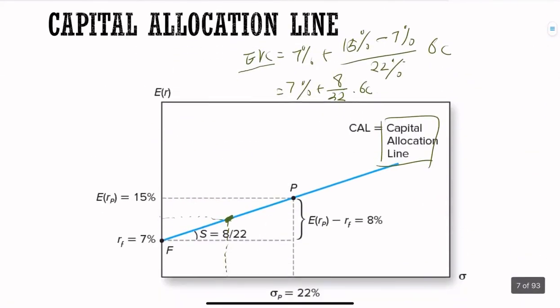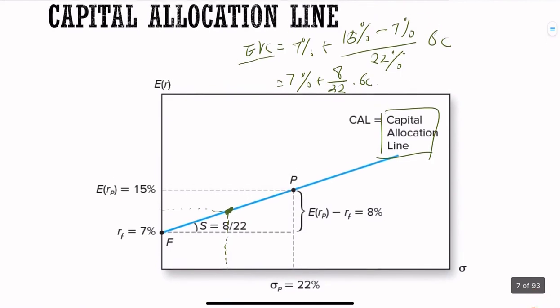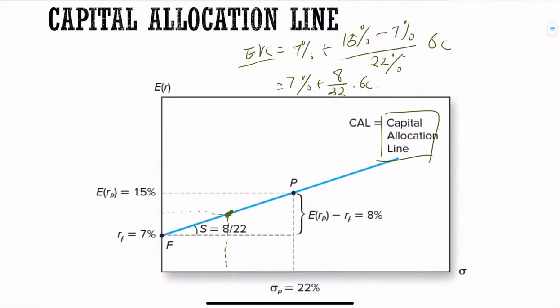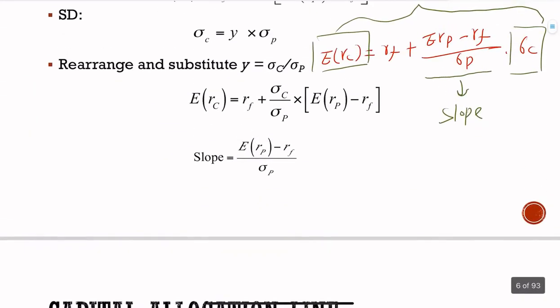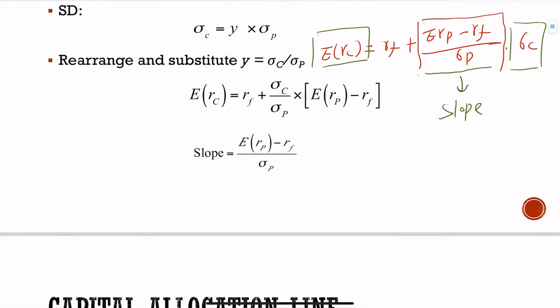Oh, I forgot to mention. The slope of the capital allocation line is the portfolio P's Sharpe ratio, right? Because you can see that slope is given by this, and it's exactly the definition of Sharpe ratio. So it equals the Sharpe ratio.